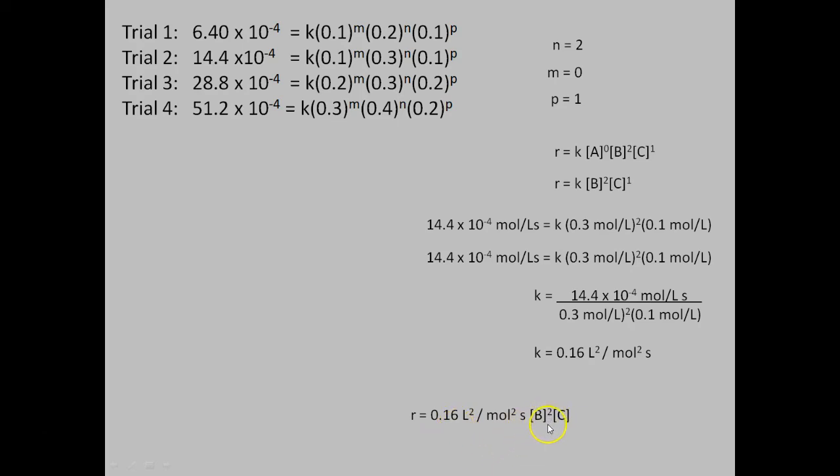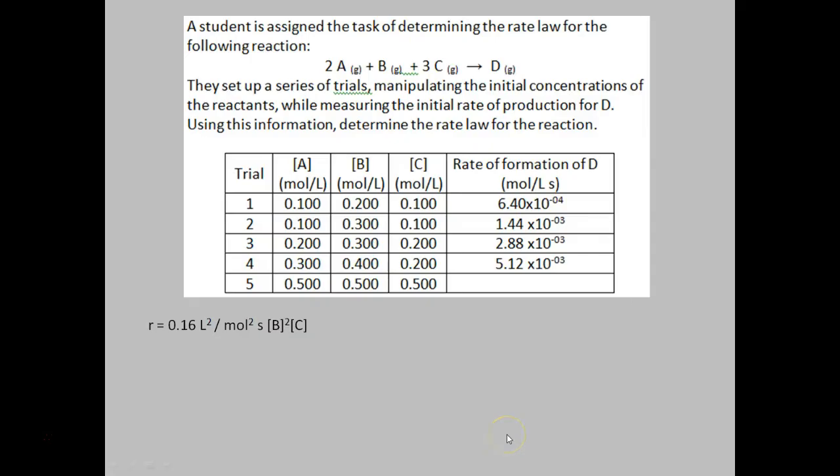I know my orders in terms of B and C and A. So now I can use this to determine the rate of my 5th trial. All I have to do is substitute those values in, and I get the rate of the formation of D.